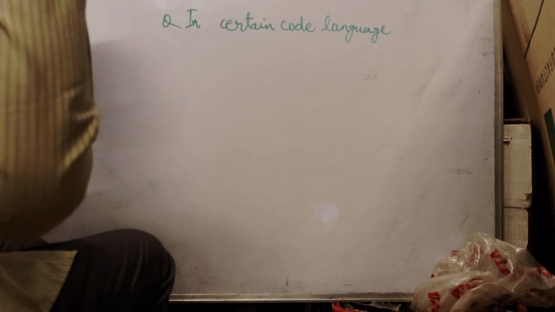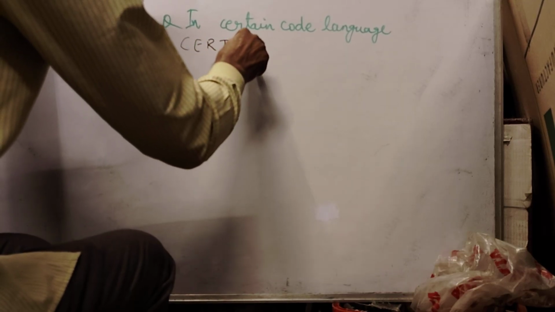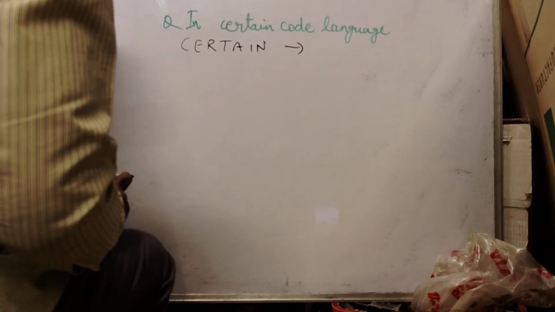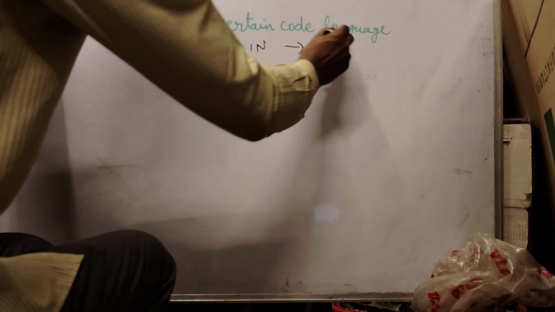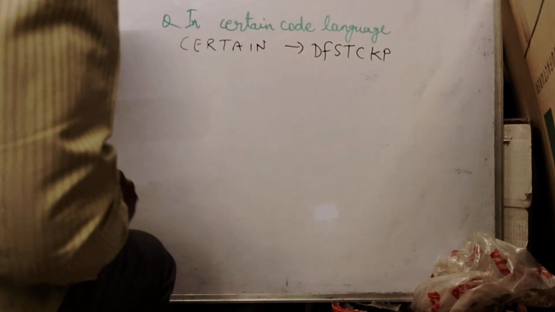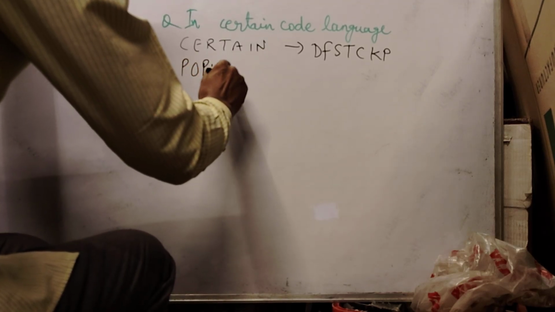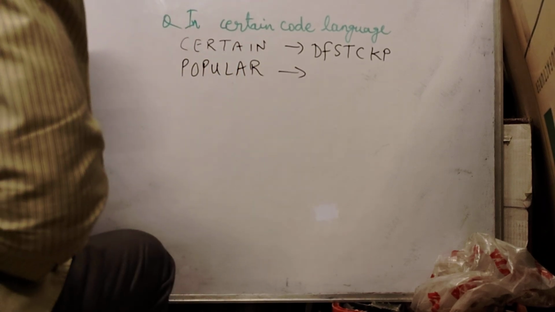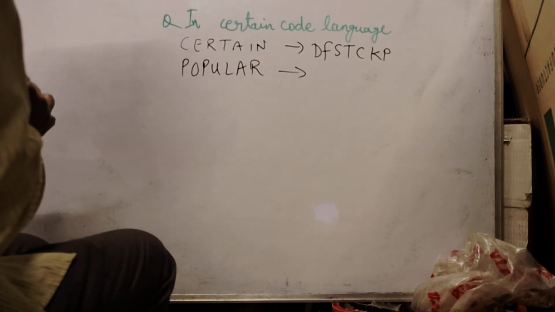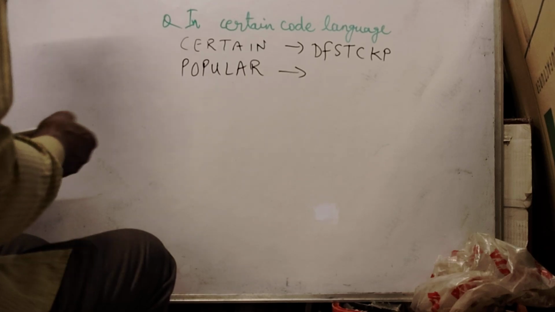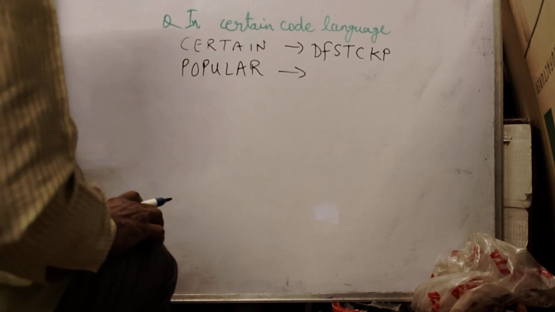In a certain code language, CERTAIN is written as DFSTCKP. Then how will POPULAR be written in that language? So we have to identify the POPULAR code. So what is the POPULAR code in that language?